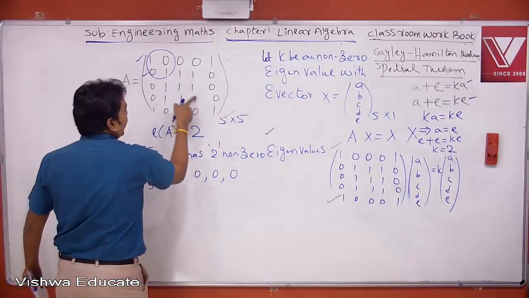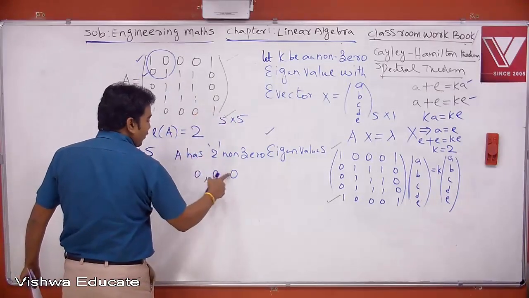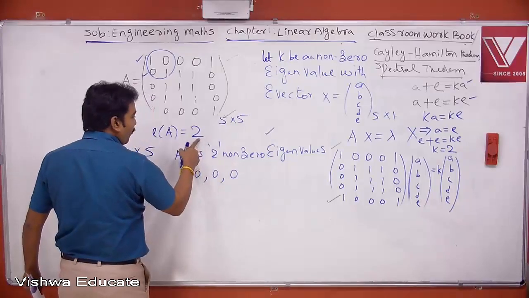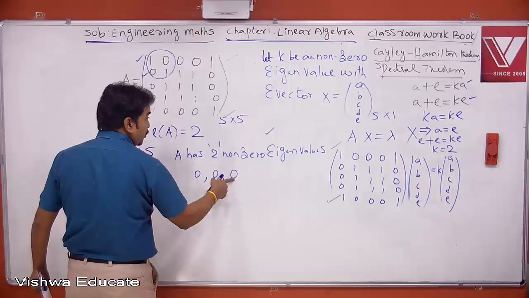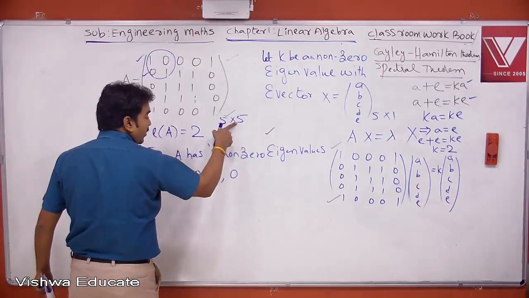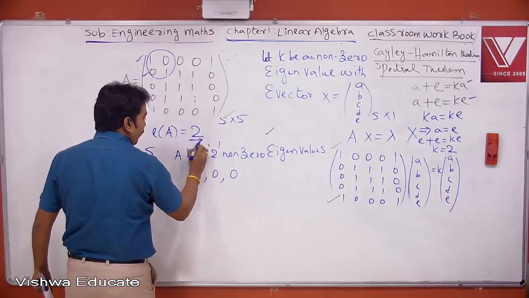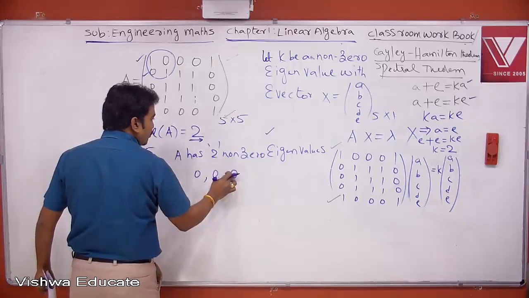Therefore, the trace of this matrix is 5. Since its rank is 2, the number of non-zero eigenvalues is 2. That means 3 eigenvalues are 0 because the size is 5 by 5. Rank 2 means 2 non-zero eigenvalues and the remaining 3 eigenvalues are 0.